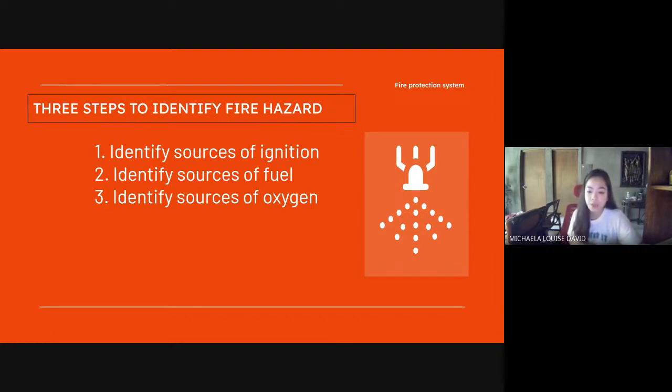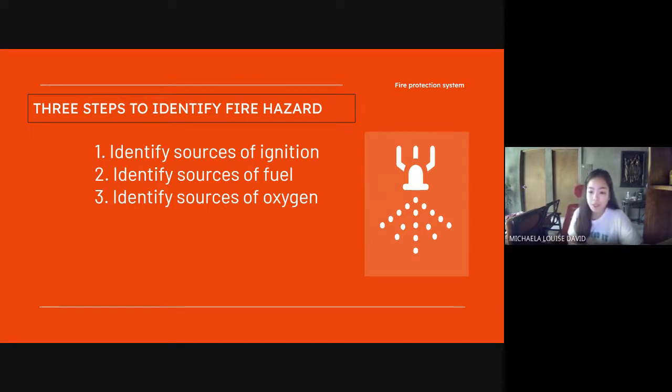After you find the sources of ignition, let us proceed to the second step, which is to recognize the source of fuel. You can look for the possible things that can easily burn and can cause spread to the other fuel sources. Fuel sources include combustible materials such as wood, paper, trash, and clothing, flammable liquids such as gasoline or solvent, and flammable gases such as propane and natural gas.